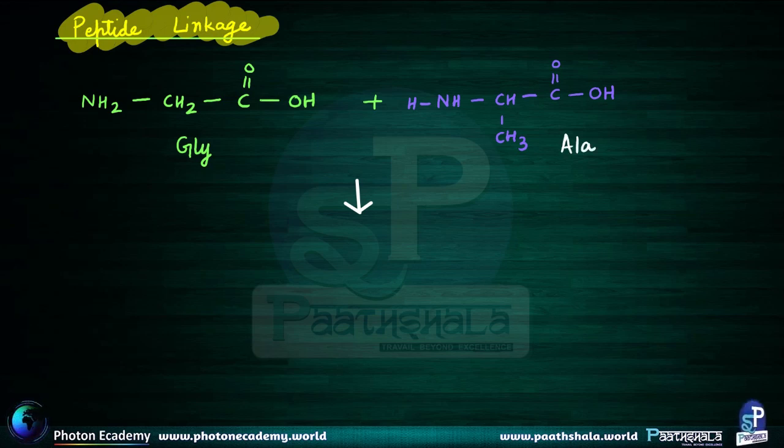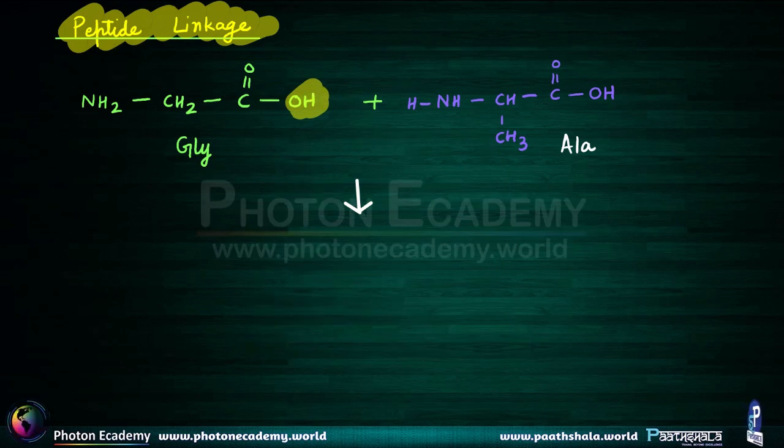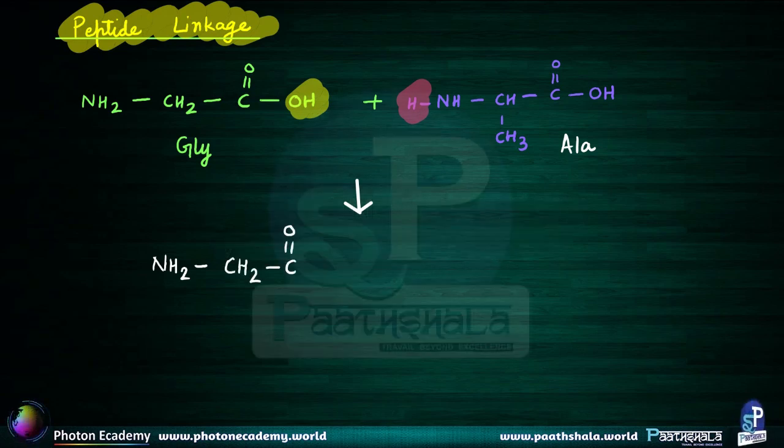So when we remove an OH group from glycine and we remove an H group from alanine, that is, we remove a water molecule, then we get a new compound being formed, and that can be represented by NH2, CH2, C double bond O. Now we have lost that OH, and in place of it this is connected to the NH of alanine, and we have CH, CH3, along with C double bond O and OH.